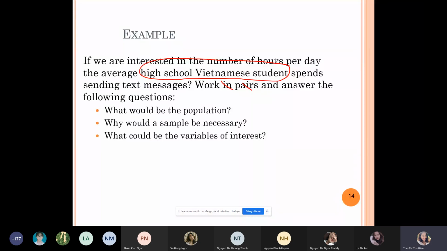And what could be the variable of interest? What is the variable here? Sending text message time. Sending text message times, okay? Or is it the number of hours per day sending text messages? So these are some basic definitions for statistics: population, sample, variable.